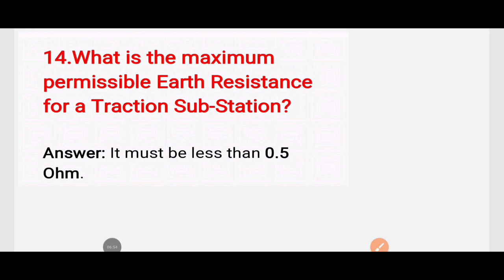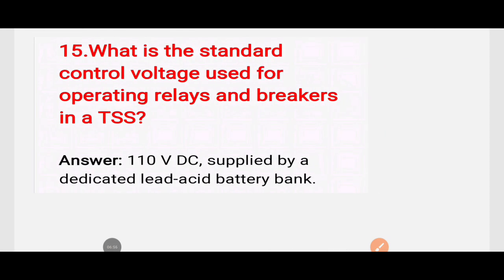Next, what is the standard control voltage used for operating relays and breakers in a TSS? For operating relays and breakers in a TSS, 110 volt DC is applied, and this 110 volt DC is supplied by a dedicated lead acid battery bank.